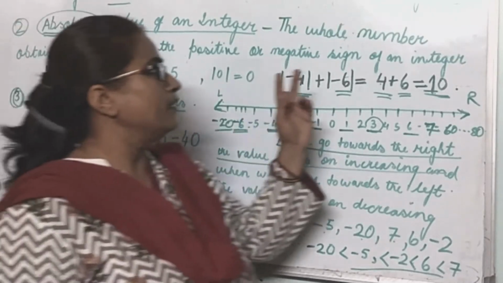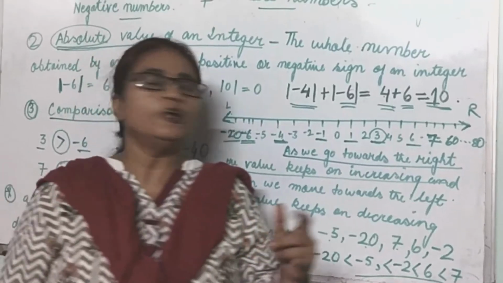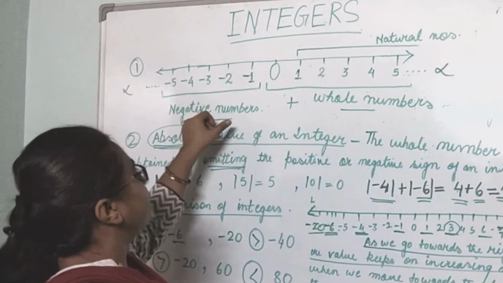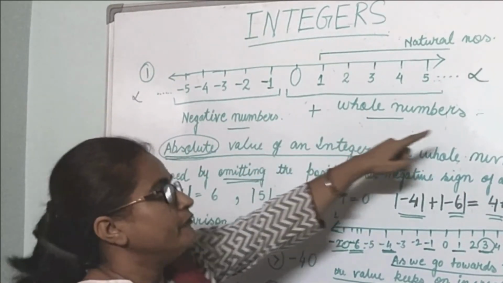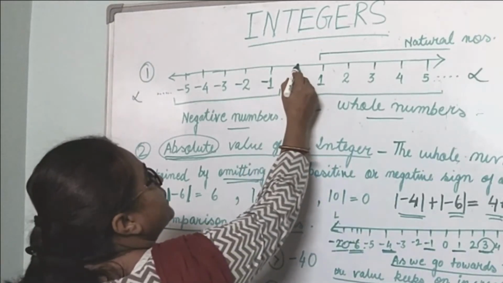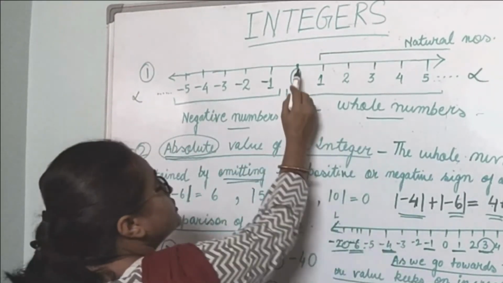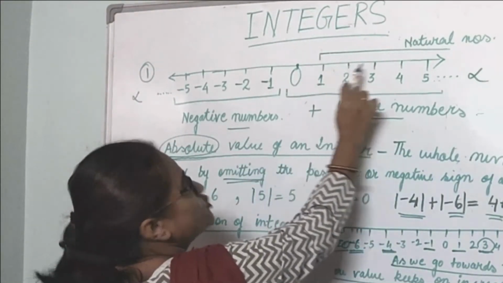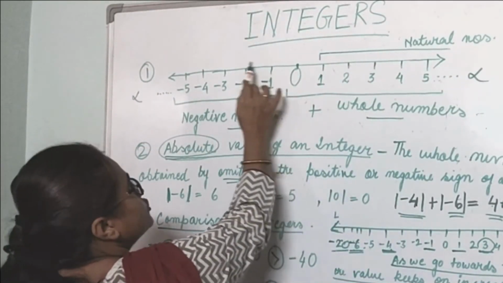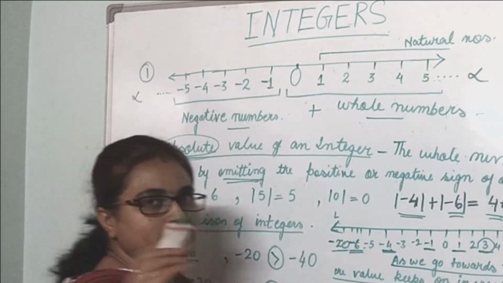I hope integers so far are clear to you. I have explained today what an integer means. An integer is a combination of negative numbers plus whole numbers. And remember children, if you are drawing a number line, the distance from 0 to 1, 1 to 2 has to be constant. Even on the left-hand side, 0 to minus 1, minus 1 to minus 2, this distance always remains constant.